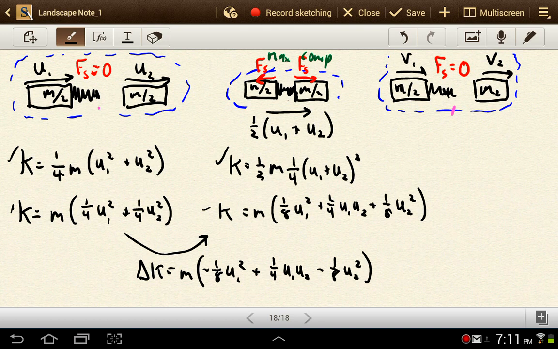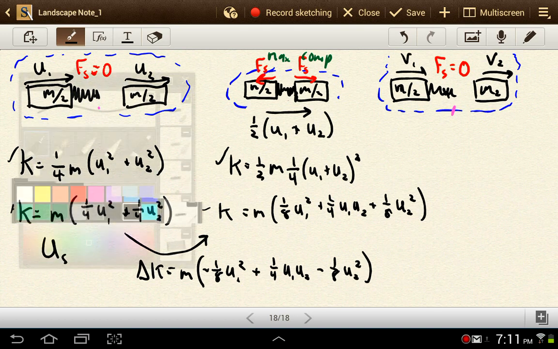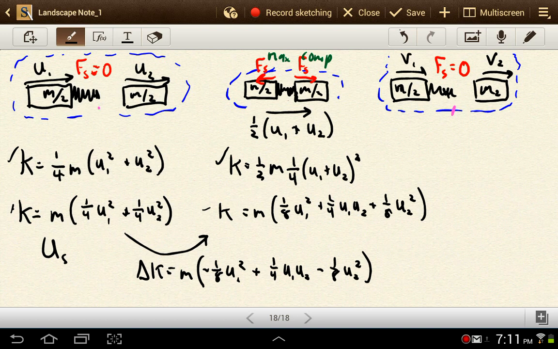So what this means is that, for the first one, obviously the potential energy for the spring here is 0. And then what's going to happen is this represents a loss in kinetic energy between 1 and 2, which is going to be a gain in spring potential energy.